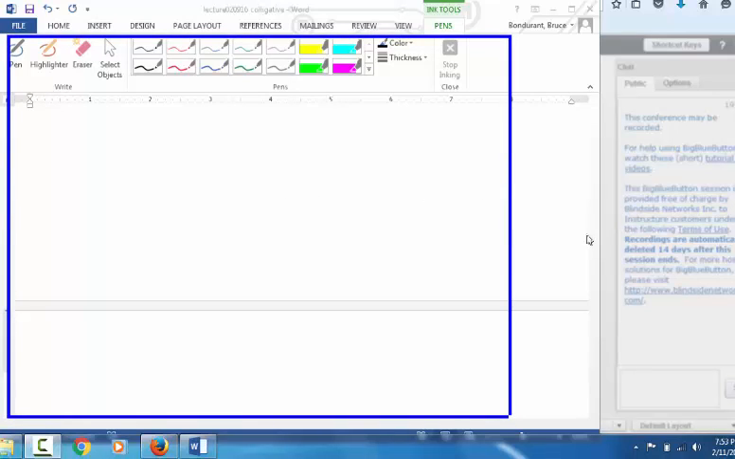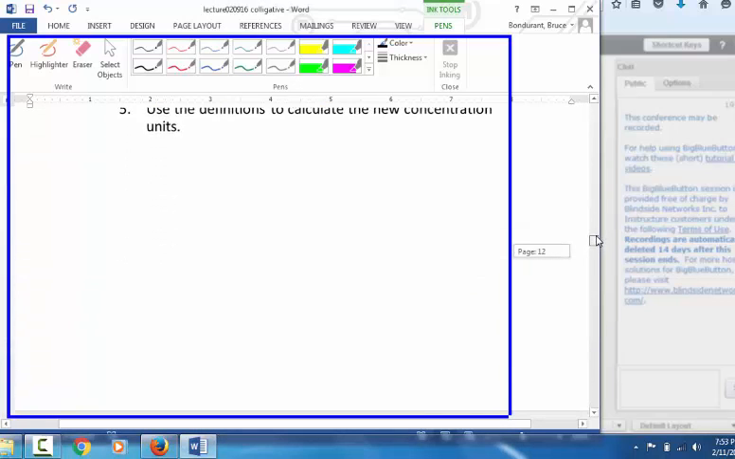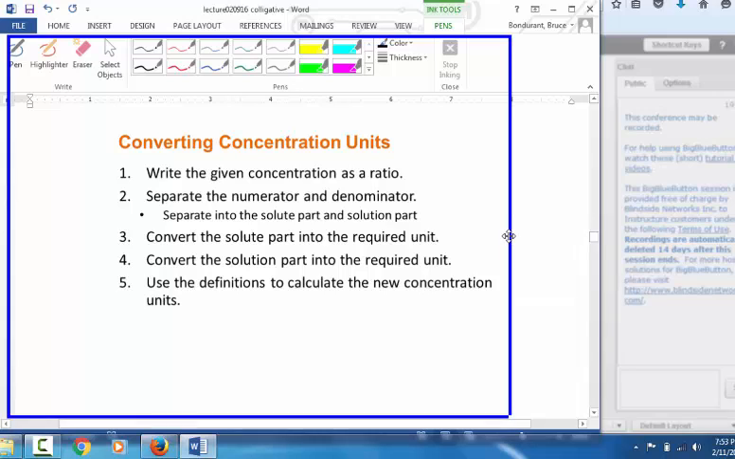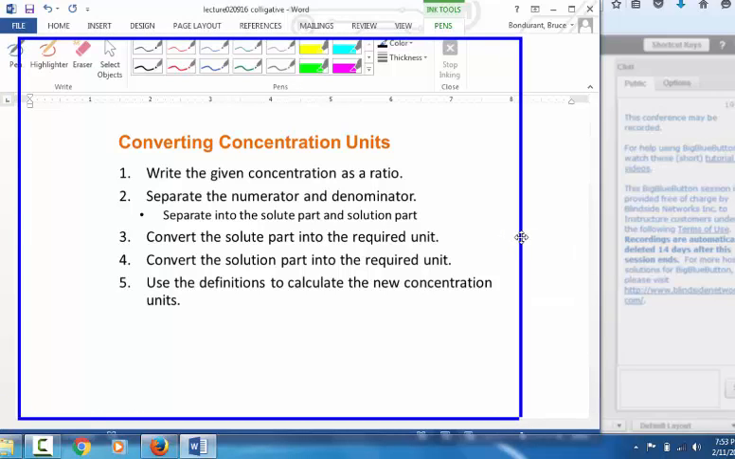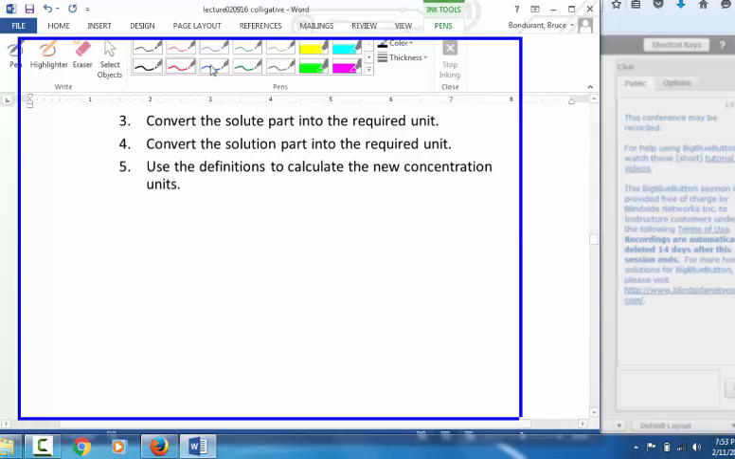So I pulled up a blank page so that I could start with some math. I wanted to talk about converting concentration units, and I just briefly mentioned what Tro talks about. So let's try a sample problem that would be an example of this.